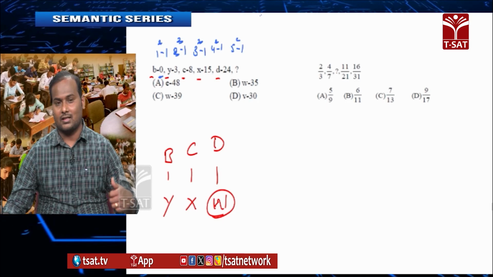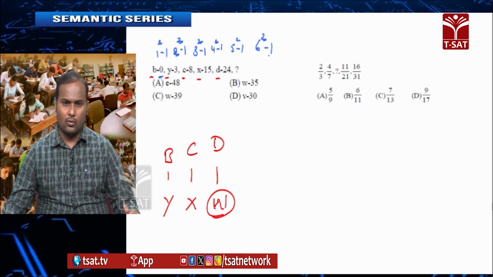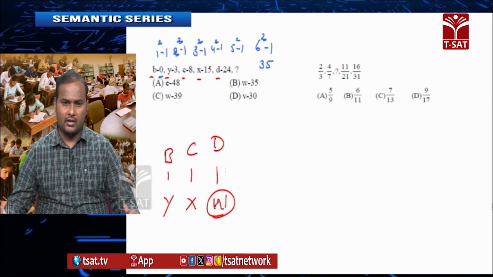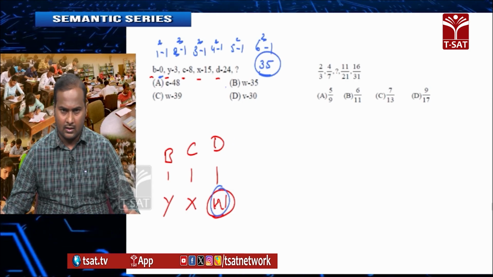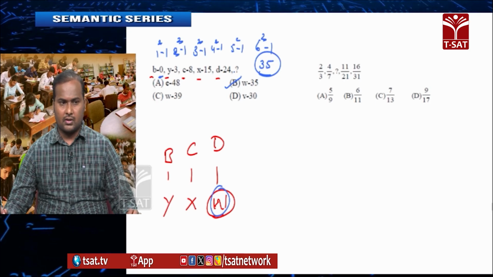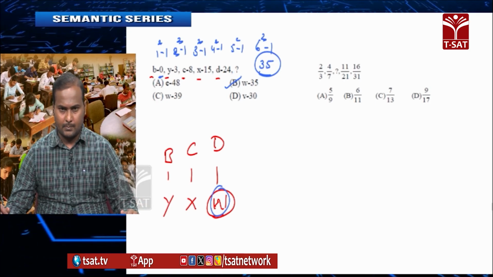So obviously it's asking for the next one. The next answer will be 6 square minus 1, that is 35. So we already got W here and 35 here. So your answer is W 35. It's a pattern that is given in both letters as well as numbers.